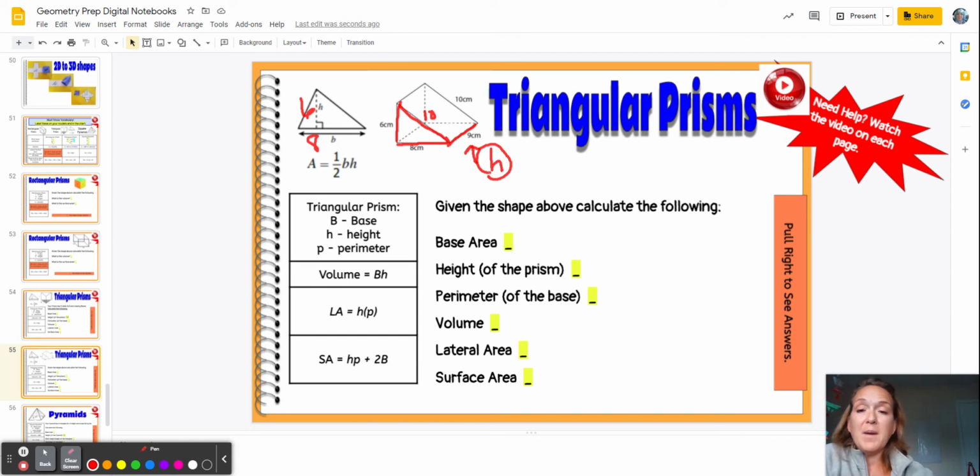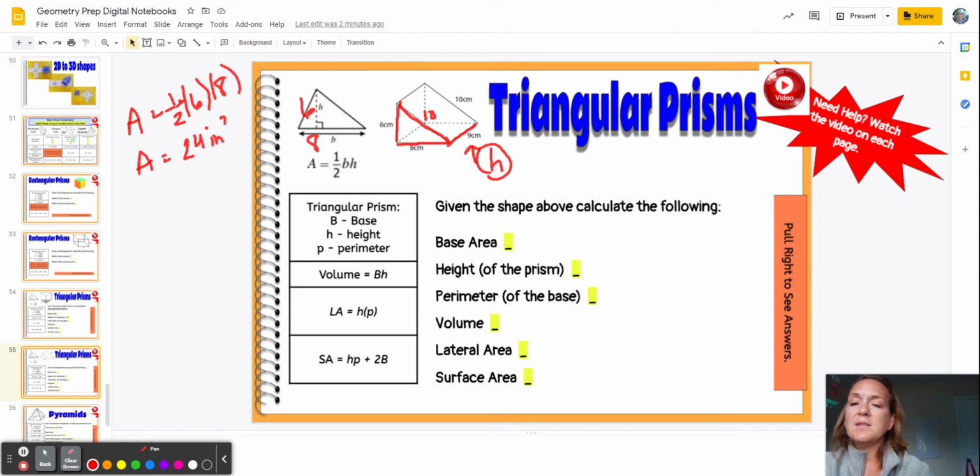So to find the area of the base, I need to come over to my triangle. Area of the base equals 1/2 times 6 times 8, or 8 times 6, I probably should have done. So 1/2 times 6 times 8 is, I think, 24. Let me double check that though. 1/2 times 6 times 8, 24. Absolutely. So area equals 24 inches squared. Remember, area is always square units.